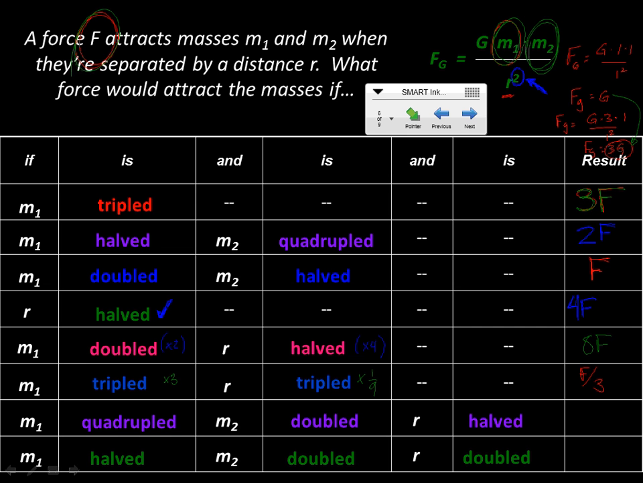What happens if we change all 3 things? All right, you quadruple one mass. That's going to give us 4 times the force. You double another mass. That's going to give us twice the force. You cut R in half. Well, that's going to give us 4 times the force. So that's a hefty 32F.